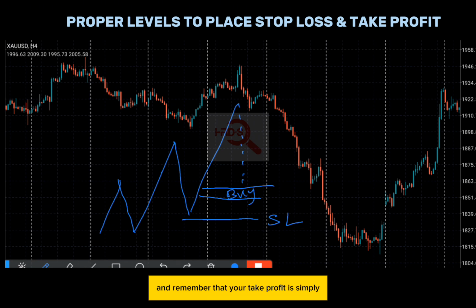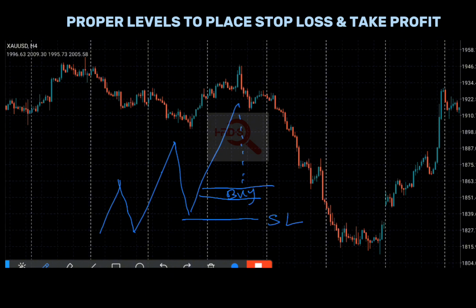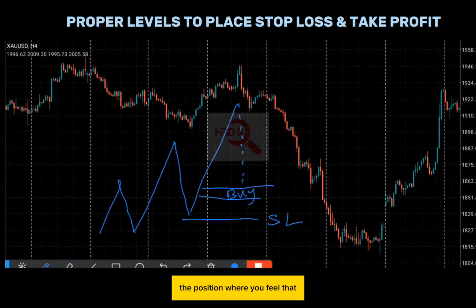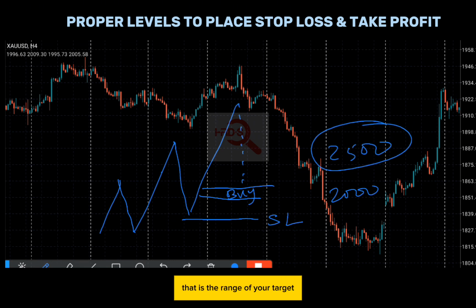And remember that your take profit is simply the position where you feel that, okay, I want to buy at 2,000, and when the market gets to 2,500, I will take my profit. That is the range of your target gain, the profit you're anticipating to gain. Now, the surest place to place your take profit is the previous high.